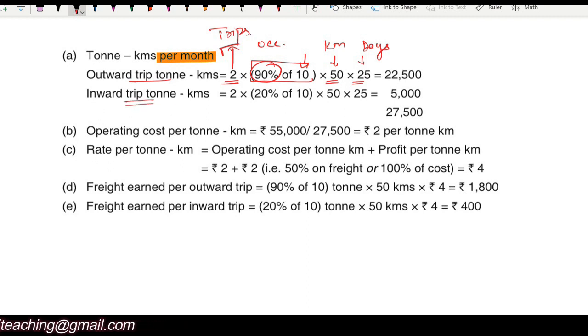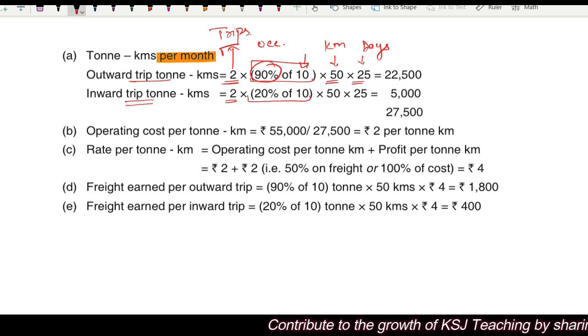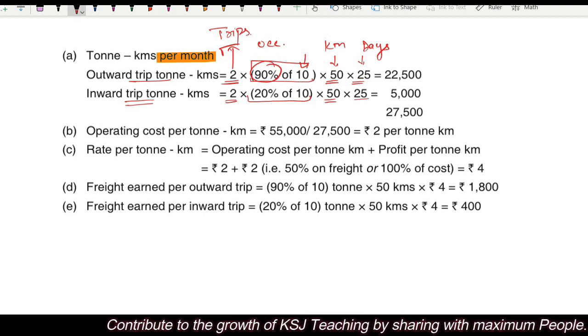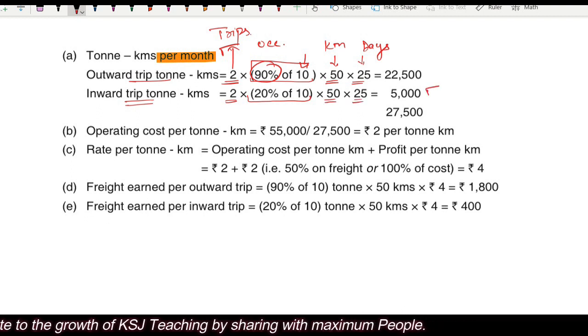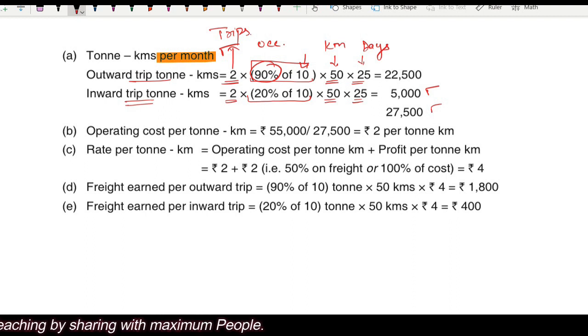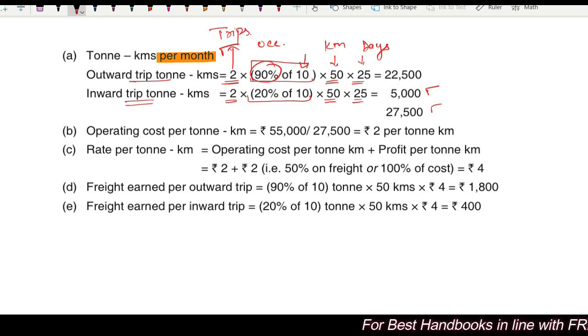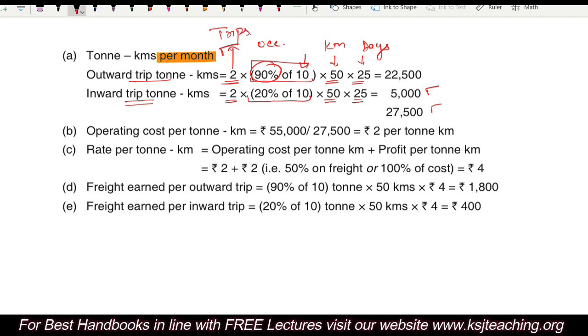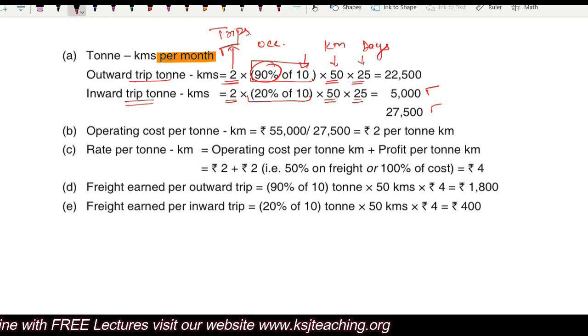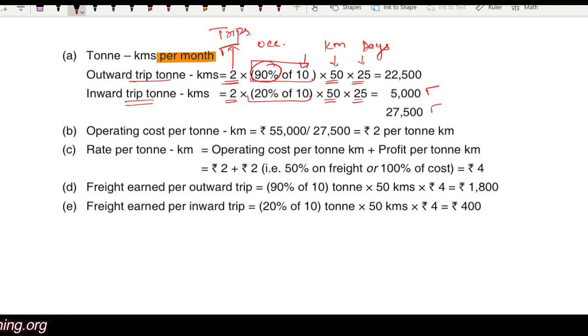Similarly, inward trips, 2. Now here the occupancy will be 20% of 10. Only 20% of the weight is carried in the return journey or the inward journey, right? 50 kilometers multiplied by 25, so 5,000. Total ton kilometer is 27,500. Clear? This is effective ton kilometer, a composite unit, right? If you want to break it, as we have been doing, first calculate effective kilometers, then calculate the effective ton kilometers. You can do it that way also, nothing to worry about.